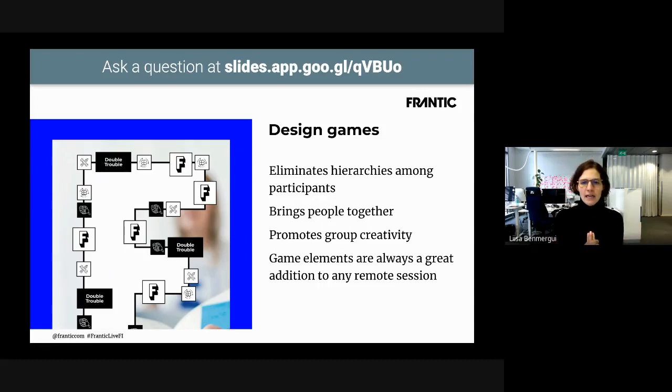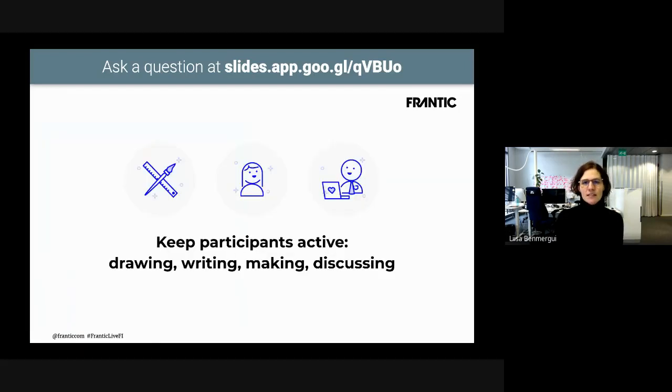The one thing I would say is that in Finland, we have some games that we've been using online, and that are also physical versions as well. I think there are multiple ways of finding game-like elements to add to any remote session. I could have a webinar all about games and remote, so we can't go into this too deeply, but it's one way of thinking about keeping people active. And I think there's another side to this.